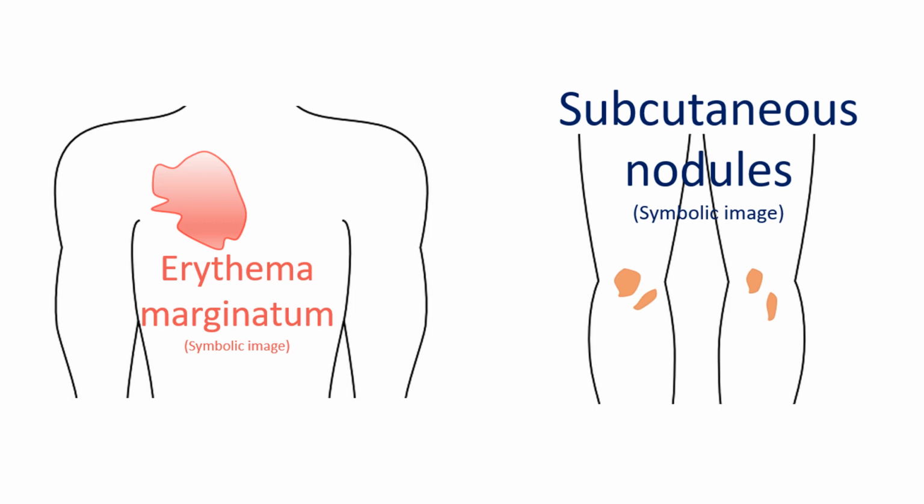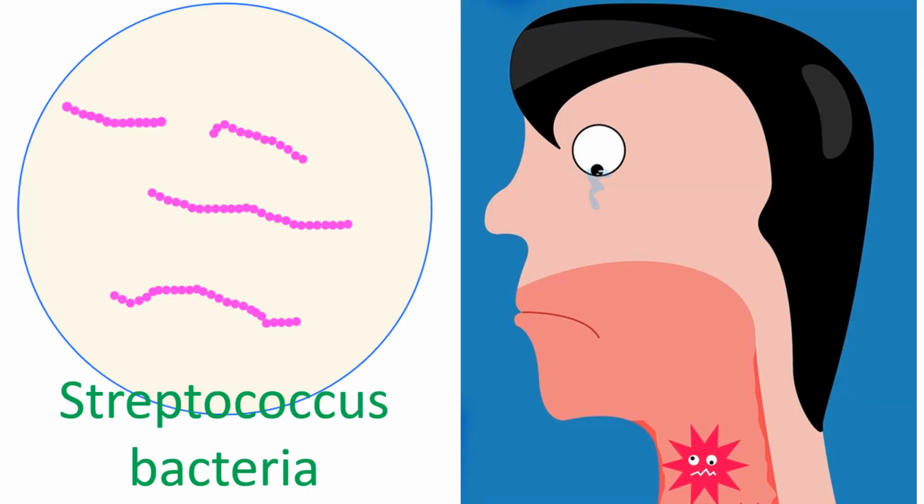Polyarthritis, carditis, erythema marginatum and subcutaneous nodules are seen in the acute phase, while chorea is a late manifestation. Rheumatic chorea is also known as Sydenham's chorea. Recurrence of rheumatic fever can be prevented by preventing streptococcal sore throat.